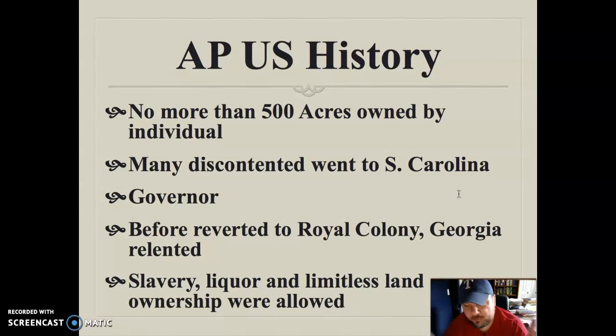Now, the liquor part was probably just because they wanted liquor for whatever reason. They must have liked it. So that was a sticking point for them. The 500 acres, a lot of people felt put them at a disadvantage. If I was going to make my fortune, if I could have 1,000 or 2,000 acres, I could obviously make more money than if I had 500. So they wanted as much land as humanly possible, and Georgia limited that amount.